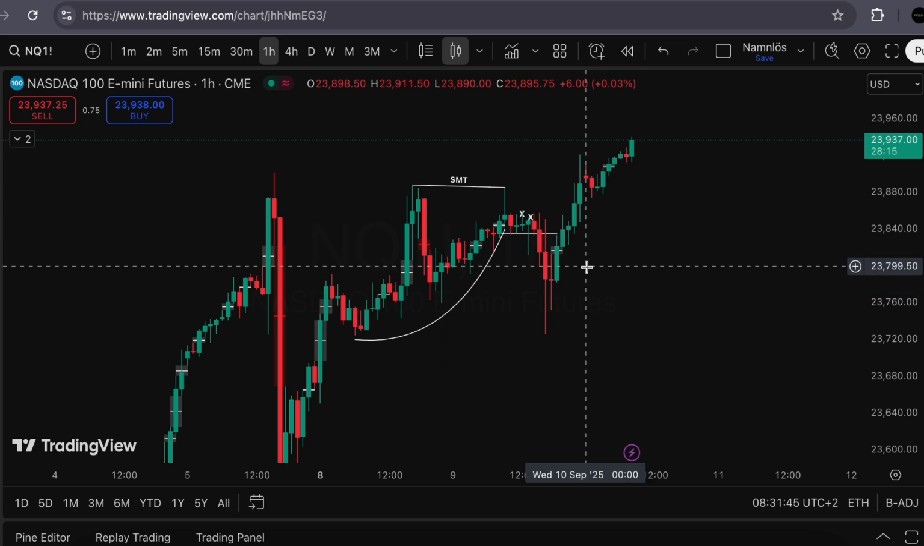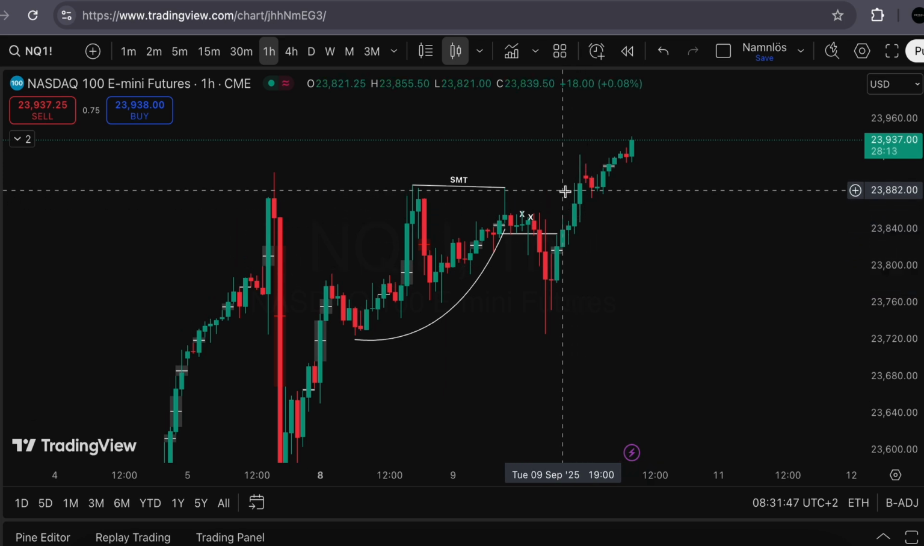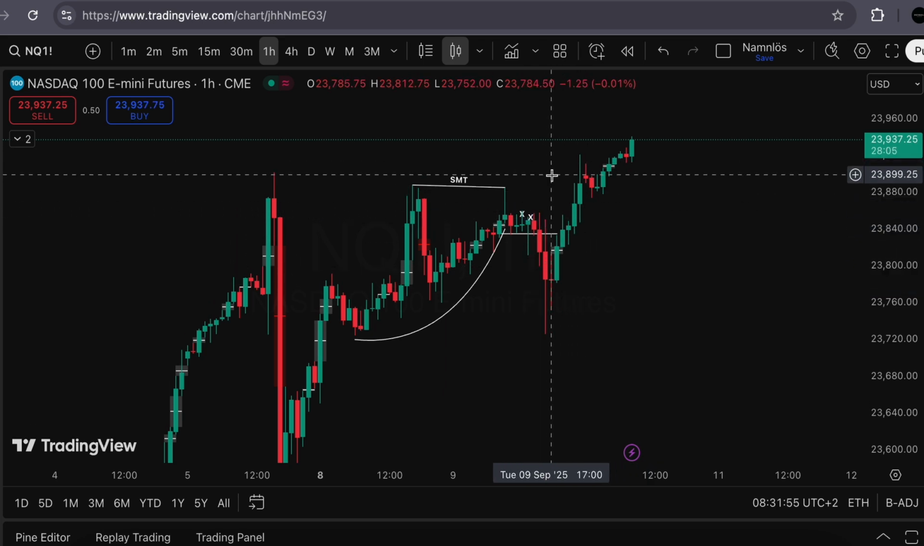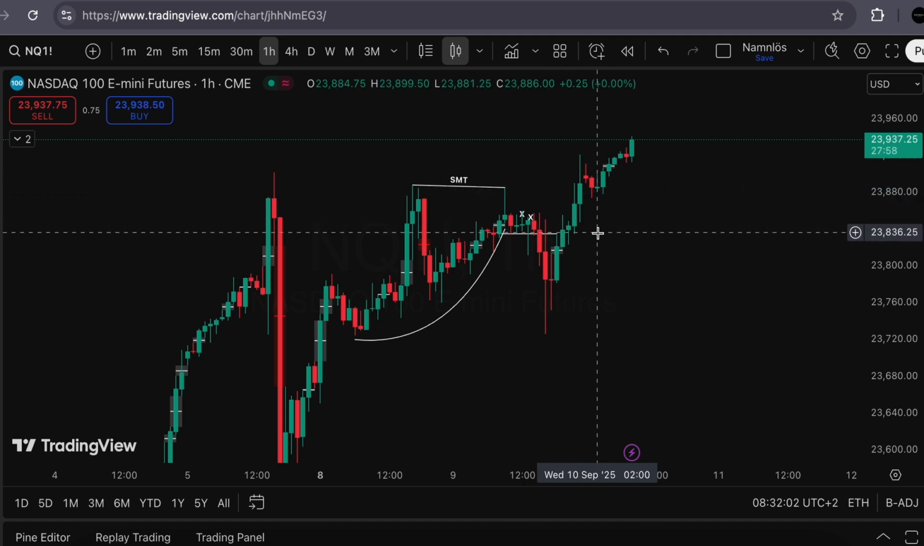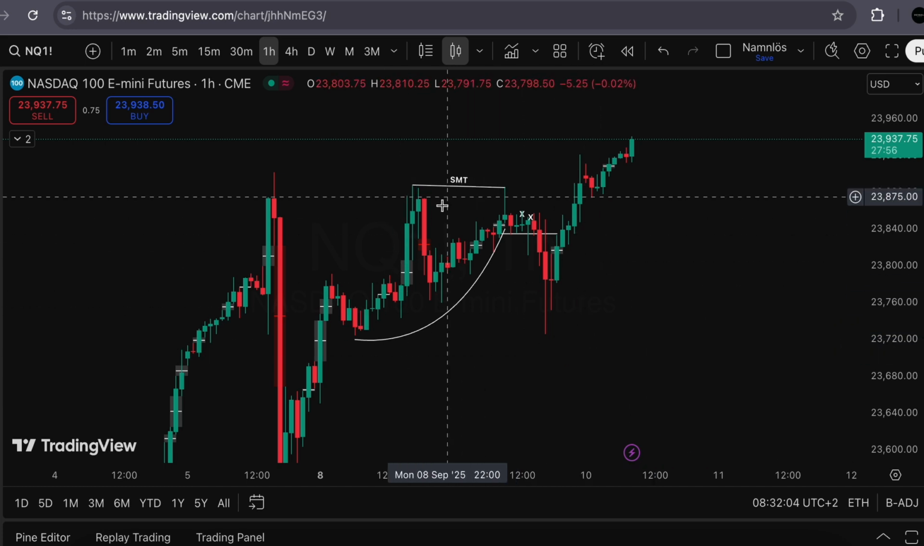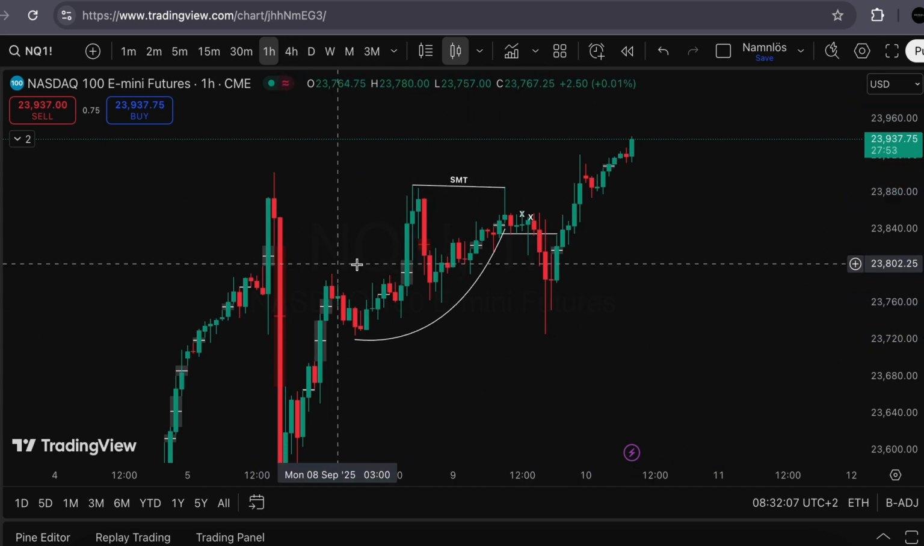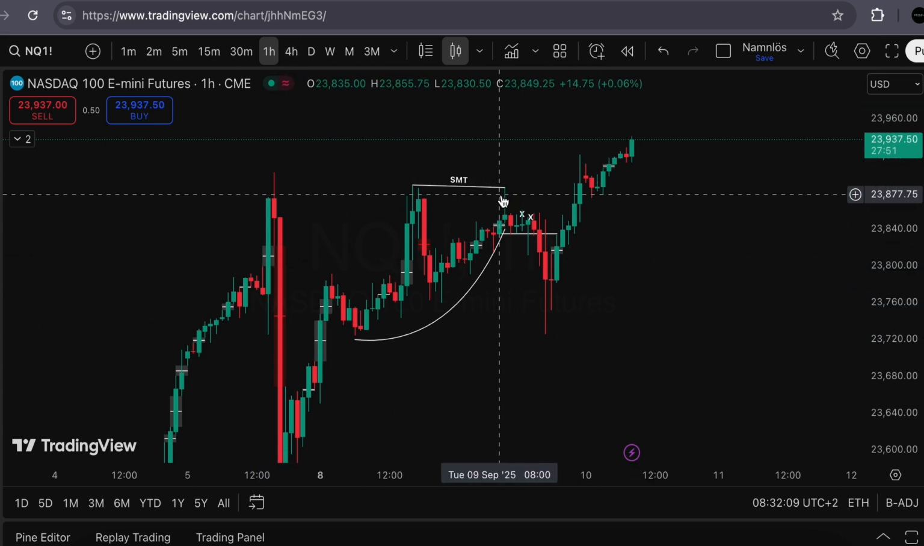We have big news coming in at 8:30. In Swedish time it's 2:30 in the afternoon. So it's going to be a very volatile session today, I think. But from what we can see right now, where we are in the price, we are still bullish. We have a bullish bias.